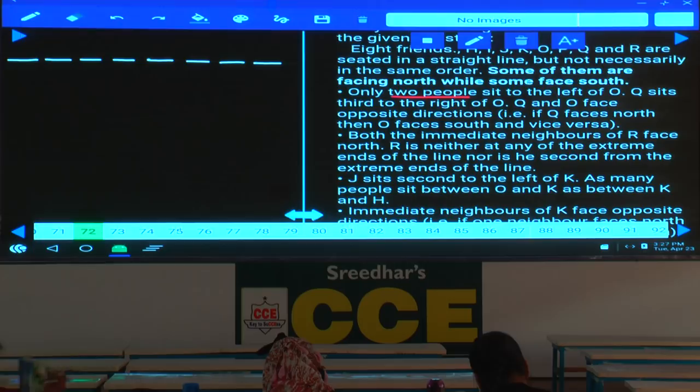Now the direction of O is not clearly given. Whether this O is facing north or facing south is not given. Hence, we need to take different possibilities. Tell me how many different possibilities do we have? Two possibilities. What are those two possibilities?